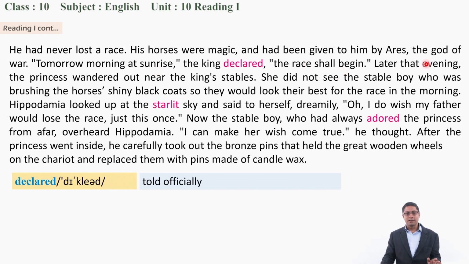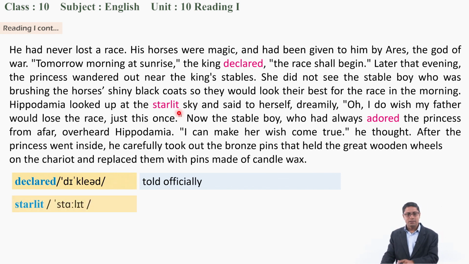He fixed it. Later that evening, the princess wandered, means moved around, out near the king's stables. Stables means the place where horses are kept. So, she did not see the stable boy who was brushing the horses' shiny black coats so they would look their best for the race in the morning. So, see there, stable boy means the boy who used to look after the horses, and he was brushing the horses to make them shiny or beautiful for the race the next morning. Hippodamia looked up at the starlit sky, means she looked in the sky and it was starlit.